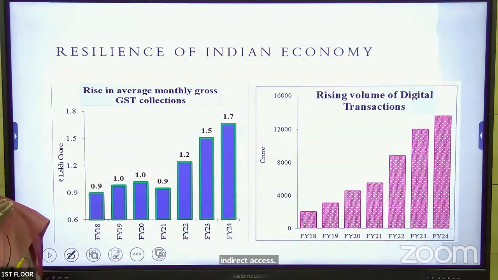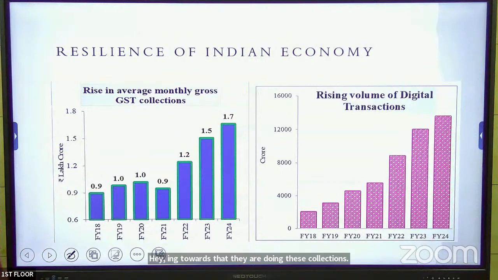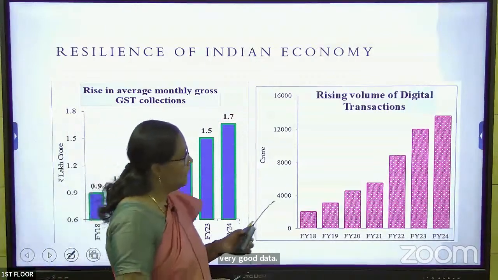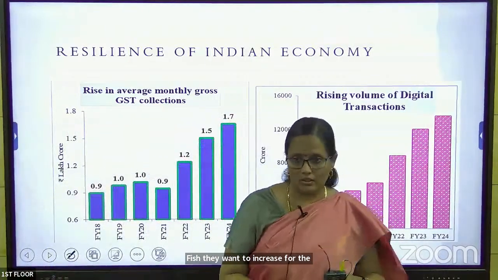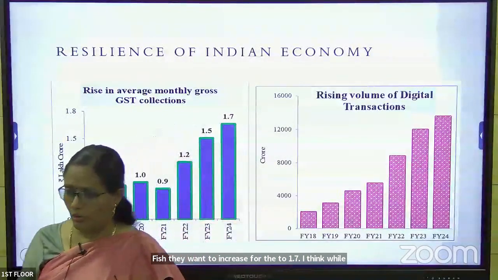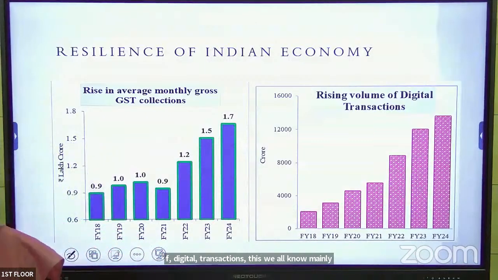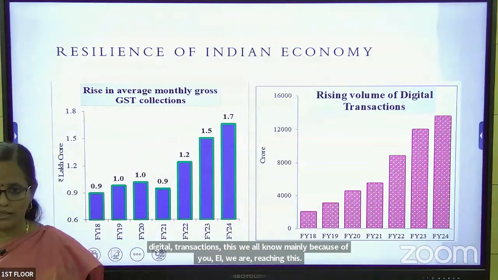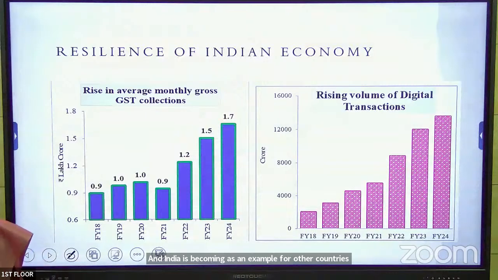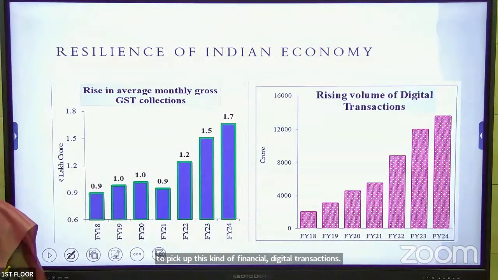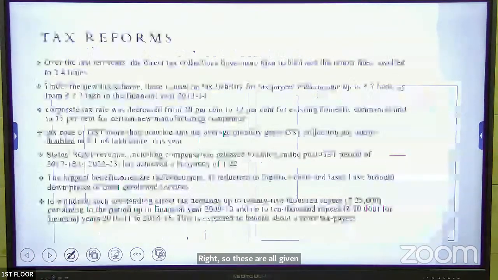So that is moving towards it, which is what they want to show, that 1.5 lakh crores every month is a very good data, which they want to increase further to 1.7. Rising volume of digital transactions. This we all know, mainly because of UPI, we are reaching this. And India is becoming an example for other countries to pick up this kind of financial digital transactions. Right? So these are all given as the reasons for resilience of the Indian economy according to the budget highlights.